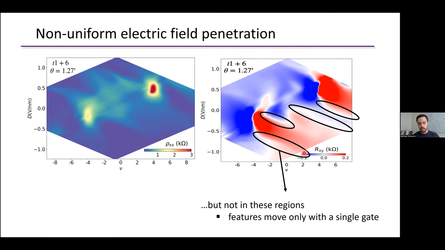These features track only with a single gate. So it seems like this assumption that I've been making, that the electric field is dropping uniformly across this entire multi-layer graphene structure, is really no longer appropriate once I get to a thickness of around 7 total layers.